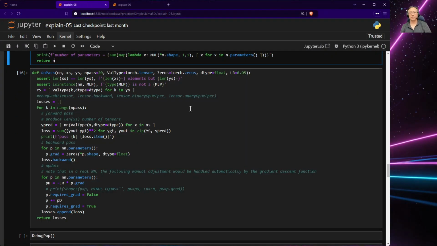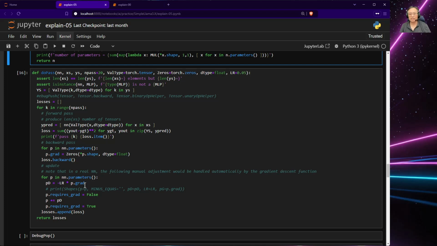Now let's jump ahead to explain-05. Here's the do pass loop. Let's take a quick look at this part below where we update the tensor by adding negative LR times p dot grad to it. Remember, this update is usually done as part of the PyTorch optimizer classes. Just keep that in mind for now. I wish we had better terminology than optimizer, but we're sort of stuck with it. The reason why we negate the LR here is that we ultimately want the loss value to decrease.